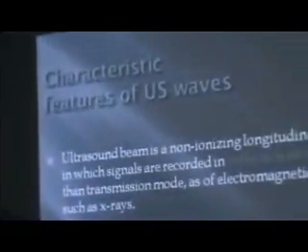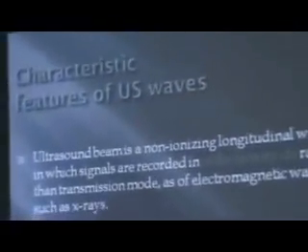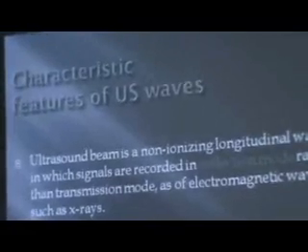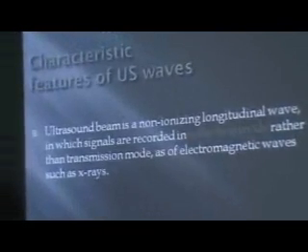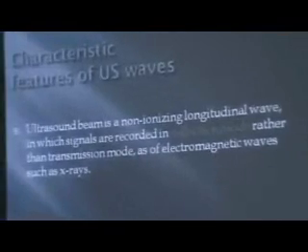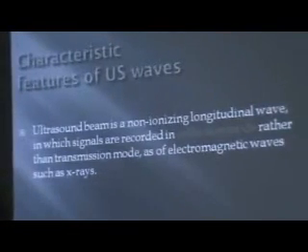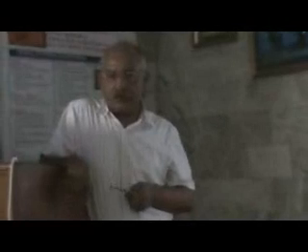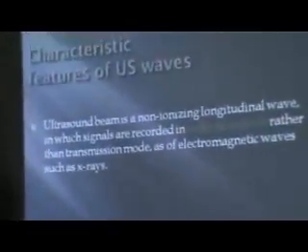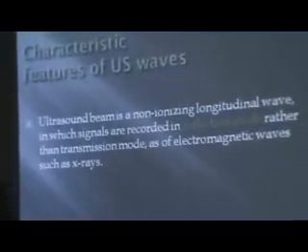The various characteristic features of ultrasound waves. Ultrasound beam consists of non-ionizing longitudinal waves in which the signals are recorded in reflection mode rather than in the transmission mode of electromagnetic waves such as X-rays. The ultrasound transducers generate the ultrasound waves which enter into the body and get reflected from the various body tissues, and we make the picture by means of the reflection of the ultrasound waves. So ultrasound waves are non-ionizing longitudinal waves in which the signals are recorded in reflection mode rather than in transmission mode like X-rays.